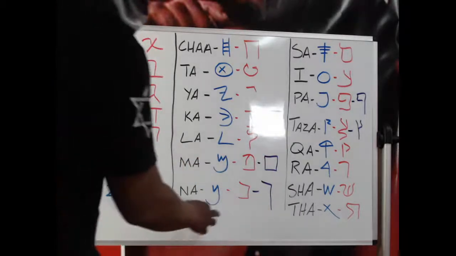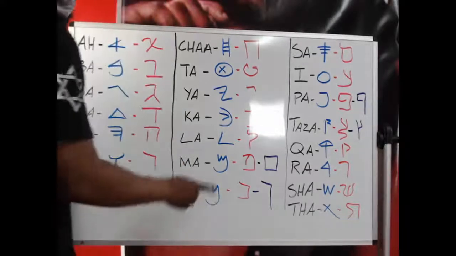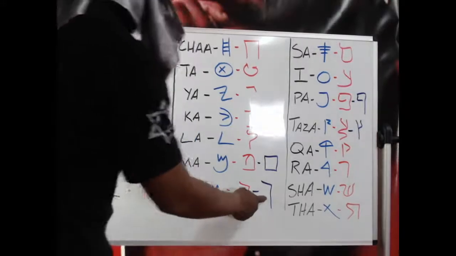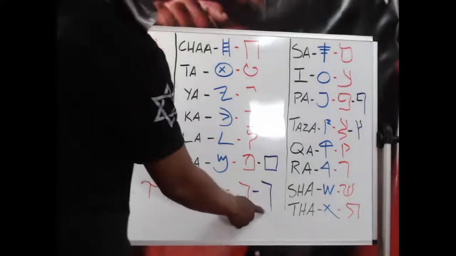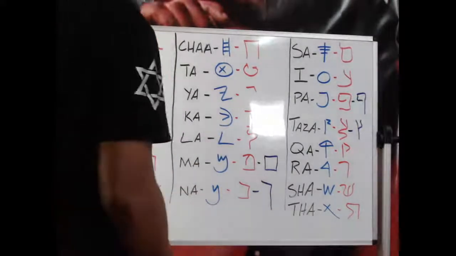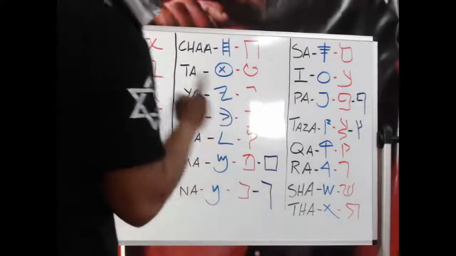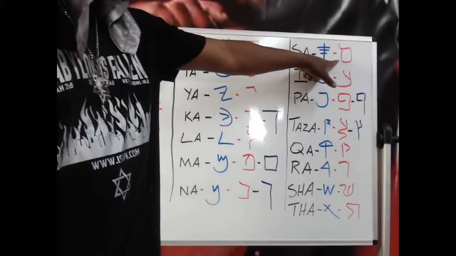Next, we have Na. Now, when it's at the end of a word, it's going to kind of look like Wa, but at the end of the word, it's going to be longer, okay? We like to say it has an extended clip, if you will. So now we'll have the extended clip when it's at the end of the word. Okay? Next, we have Sa.